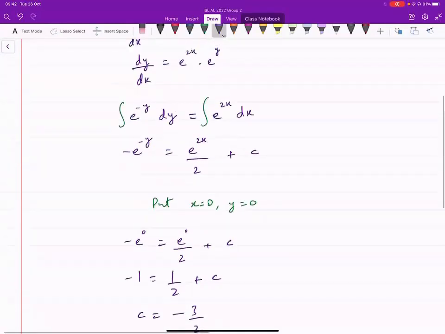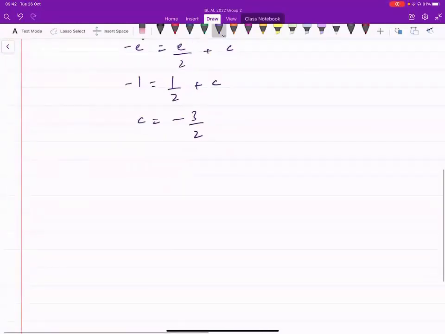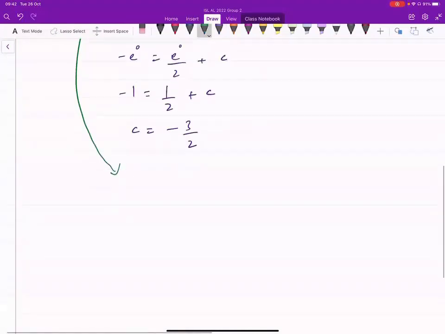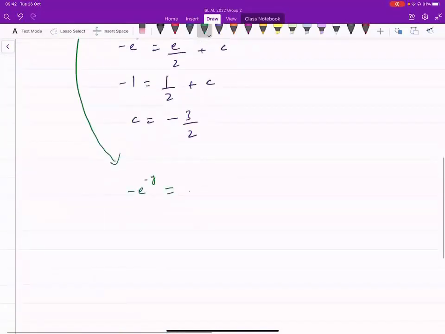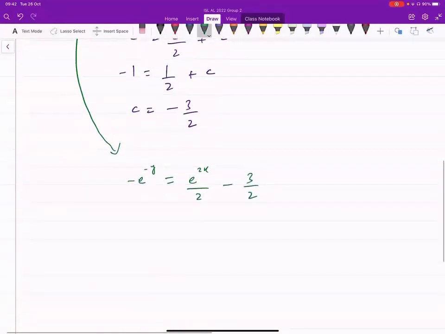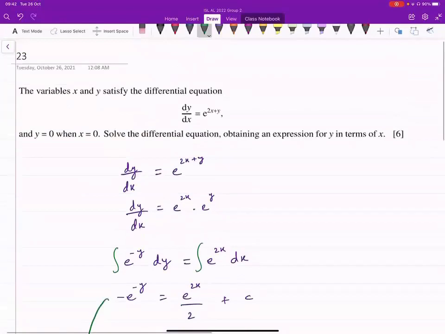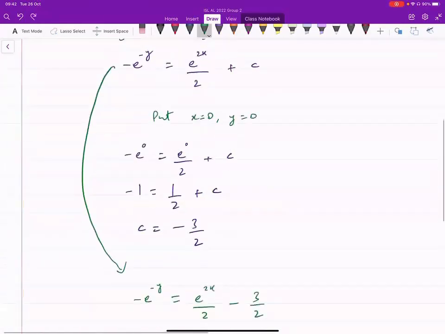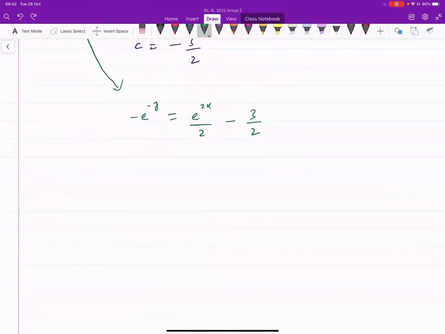We input that value of c back in that equation, और हमारे पास उसका एक particular solution आ जाएगा. We input this here. We get minus e raised to power minus y equals e raised to power 2x over 2 minus 3 over 2. अच्छा, अब हम देखते हैं उसने क्या कहा था. Obtaining an expression for y in terms of x. ठीक है, हमने उसको सॉल्व तो कर लिया, अब हमें उसे उस फॉर्म में लेके जाना है, y in terms of x. So we have to make y the subject. So that's what we think about next.